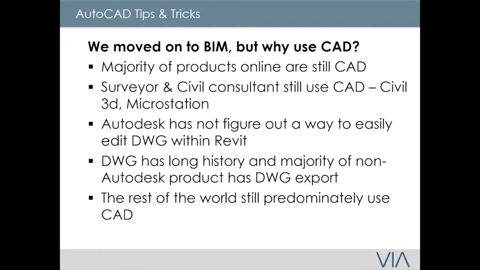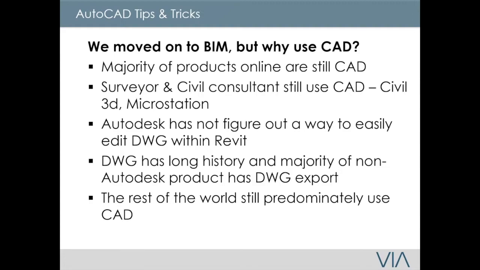Okay, for this office, we move on to BIM, but why are we still using AutoCAD? Well, a couple things. When you go online and search for a product, it's going to be in AutoCAD. When you download it, you can put it inside Revit. It's basically AutoCAD imported into Revit. The other thing is that a lot of our surveyors and consultants are going to be using CAD. Civil 3D is their platform, and sometimes you will get into projects where they're using MicroStation. So you cannot get away with it.